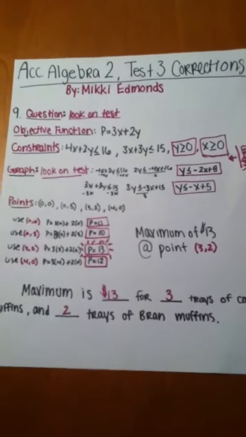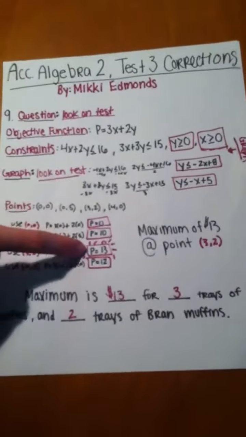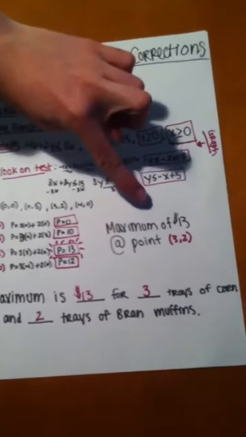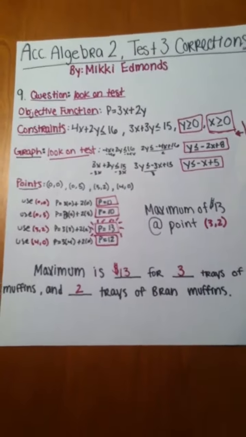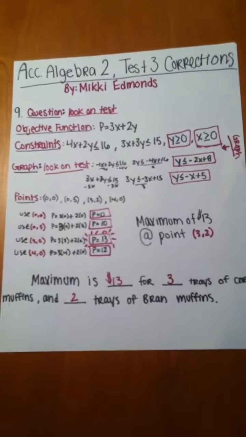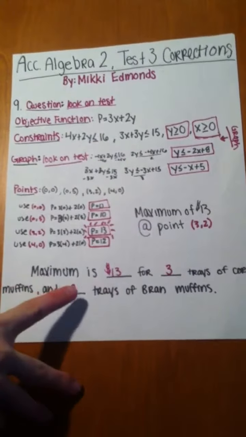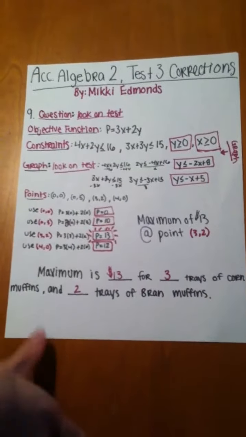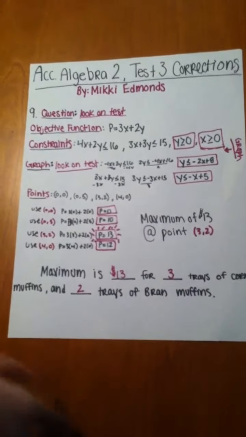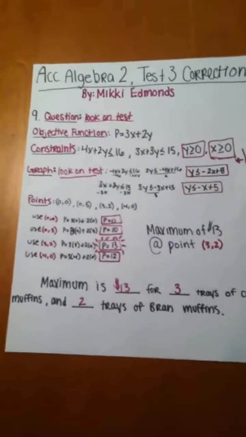So the maximum amount of money that he'll get is $13, and so it's a maximum of $13 at (3, 2). So that's 3 trays of corn muffins and 2 trays of bran muffins. So the maximum is $13 for 3 trays of corn muffins and 2 trays of bran muffins. Those are my Test 3 corrections.